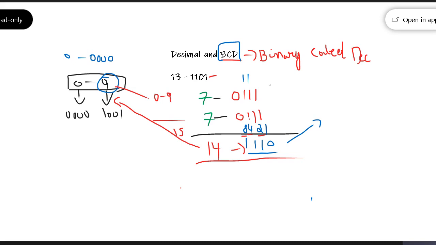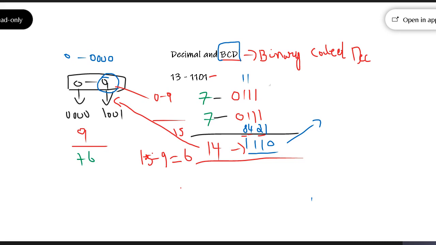Now, how to represent until 15? What is 15 minus 9? 15 minus 9 is nothing but 6, right? So whenever you're doing any BCD addition, after 9, you blindly add the value plus 6. Why?